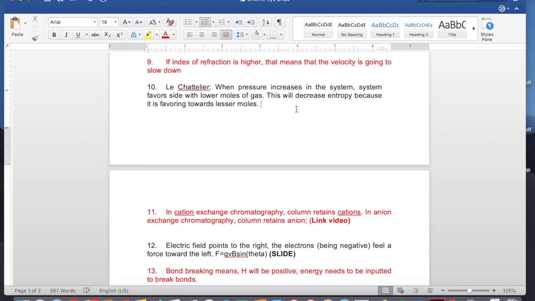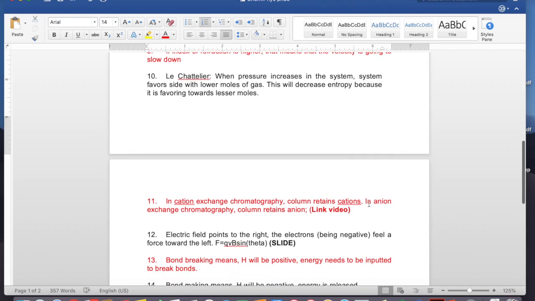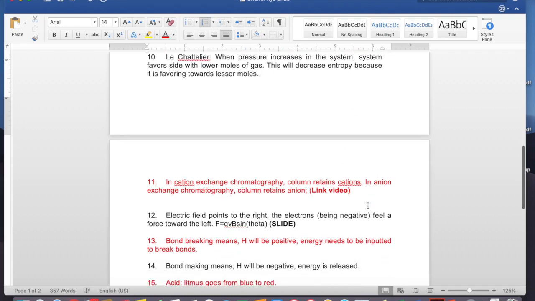So let's say for some reason on the reactant side, you have 7 moles, because you counted the coefficients. Then the system is going to favor the product side because it's got fewer moles, 5 moles. And the entropy is going to decrease because the pressure is increasing.